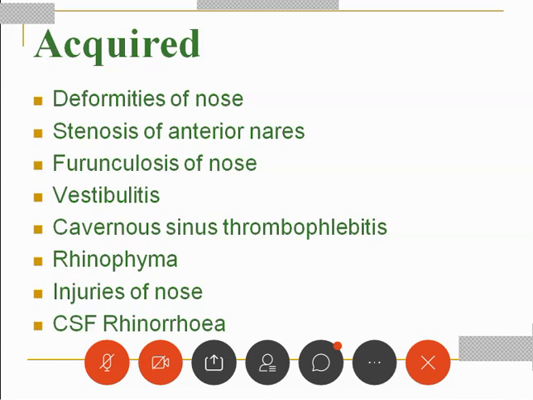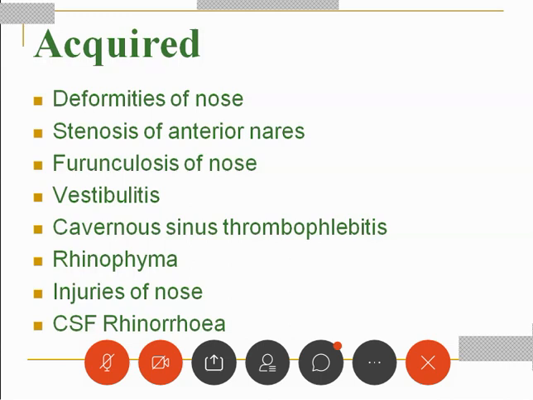Any diseases, you must divide into things like congenital causes, traumatic causes, inflammatory causes, and miscellaneous causes. In that way, the inflammatory causes are furunculosis of the nose, vestibulitis. The complications of the inflammatory disease of the external nose lead to cavernous sinus thrombophlebitis and rhinophyma.